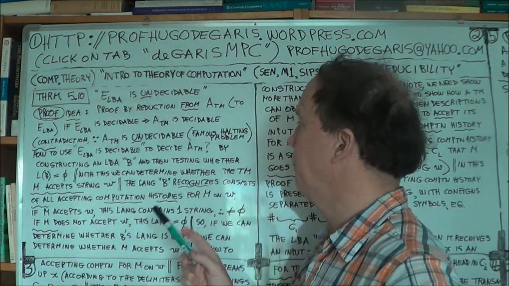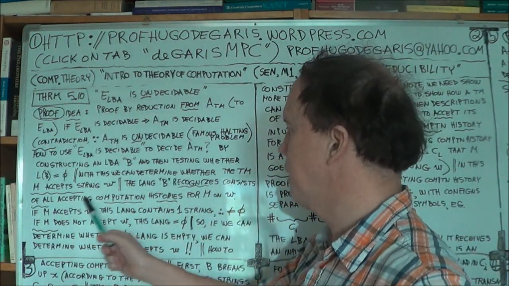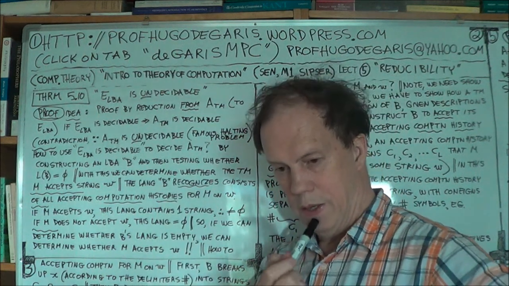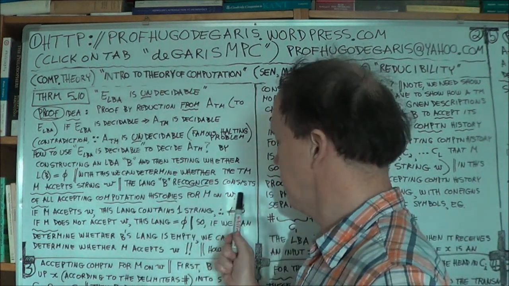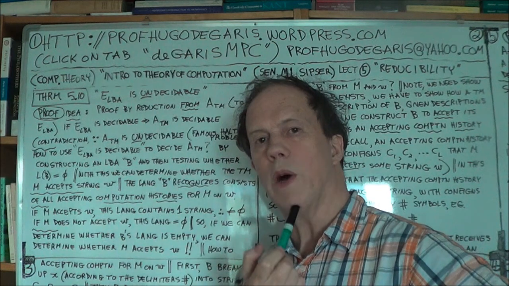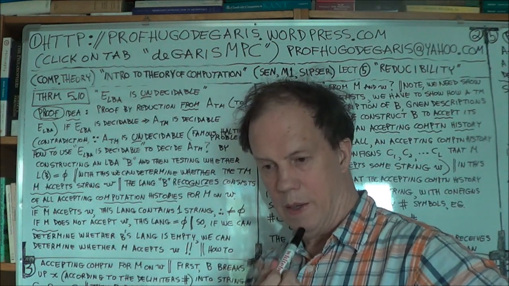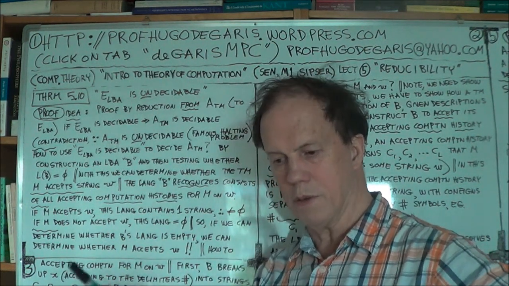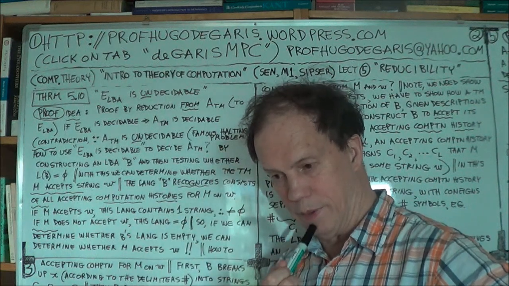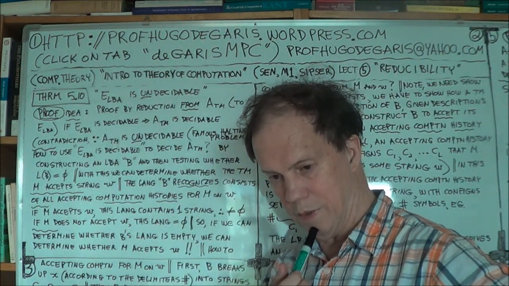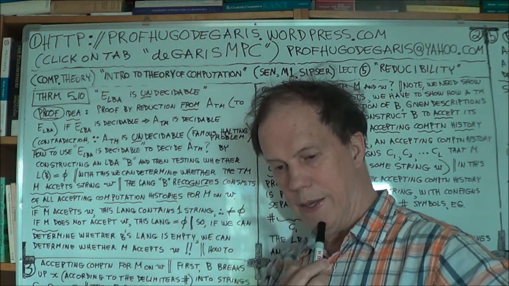So an accepting computation history for this machine with this string, there'll be at most one of them. Okay, and that's a consequence of the determinism of the Turing machine M.